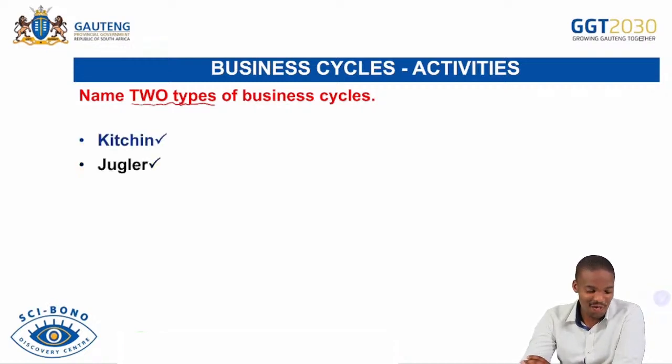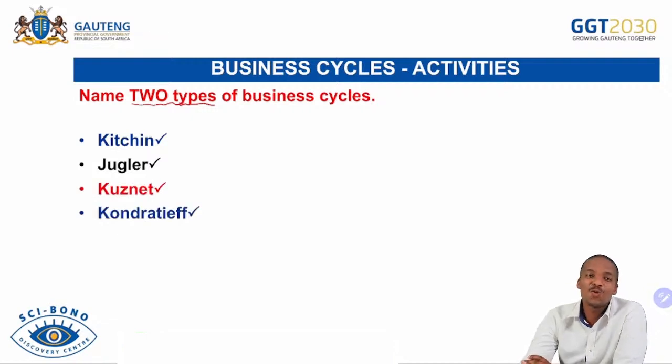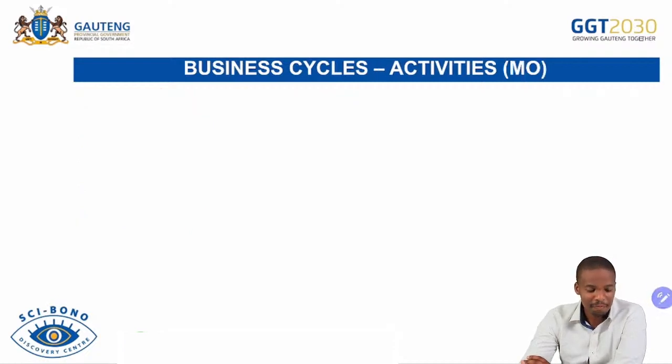And I usually realize economics learners, on this one, you even write more than what is required because you would have known the business cycles. We only require two, economics learners, not more than that. So if you write about four of them as given here, only the first two are going to be marked. It's the Kitchin, it's the Juglar, it is the Kuznets, and it is the contractive. Those are the types of business cycle.